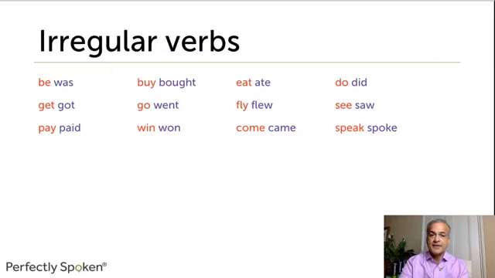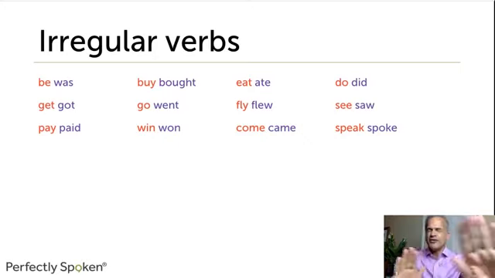So, be, was, buy, bought, eat, ate, do, did, get, got, go, went, fly, flew, see, saw, pay, paid, win, won, come, came, speak, spoke. Now, this time, just listen. I say the verb, and you say the past. No looking at the screen.